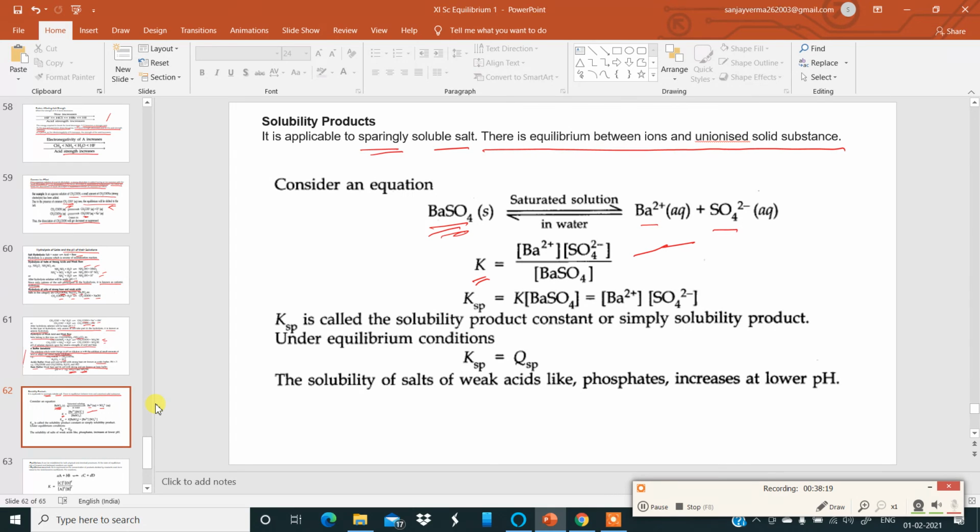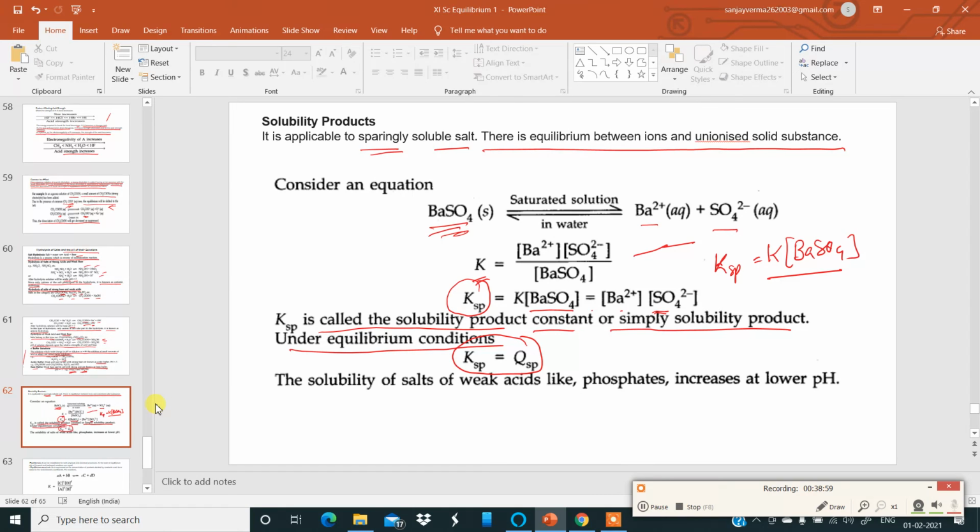So, how to write Ksp? Ksp stands for solubility product. This Ksp is called solubility product, that is equal to K into concentration of barium sulfate, that is equal to concentration of barium ions into concentration of sulfate ions. Am I clear? So here this Ksp is equal to equilibrium constant into concentration of the salt. Okay, this is to be remembered. Ksp is called the solubility product constant or simply solubility product. Under equilibrium condition, you can say Ksp is equal to Qsp.